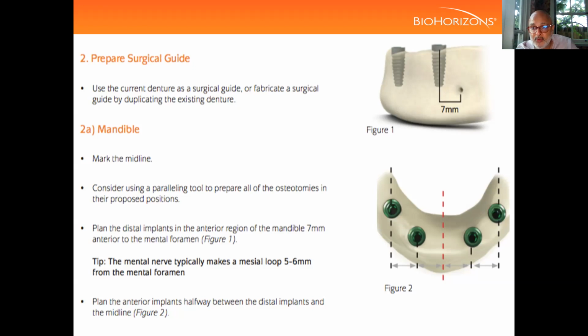This is something that's quite often overlooked, and it is one of the complications that should be considered just as important as the ID nerve, the mental nerve, the anterior loop, and the sinuses. It's just as important.